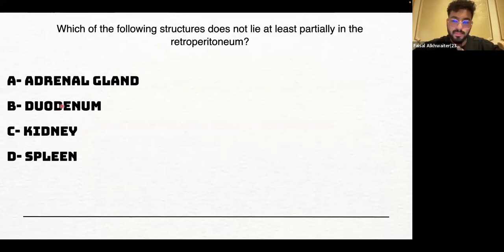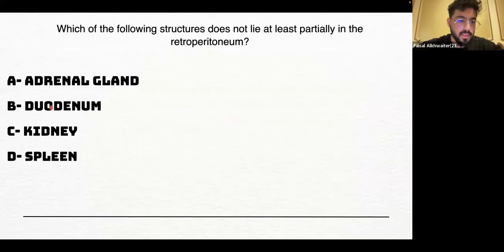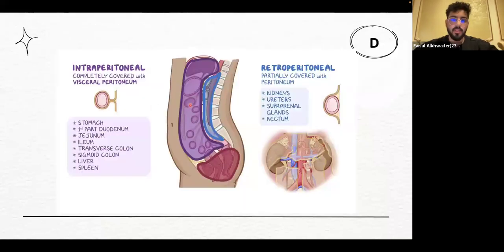The duodenum, there is another question where I'm going to explain it. Honestly, the duodenum is complex because, as you can see, the first part of the duodenum is intraperitoneal, but the second and third parts are retroperitoneal. It's my mistake that I just wrote the duodenum. Imagine there was no duodenum. So guys in the chat, what if it was not duodenum here? Do you know why spleen is D? Okay, it's pretty straightforward.